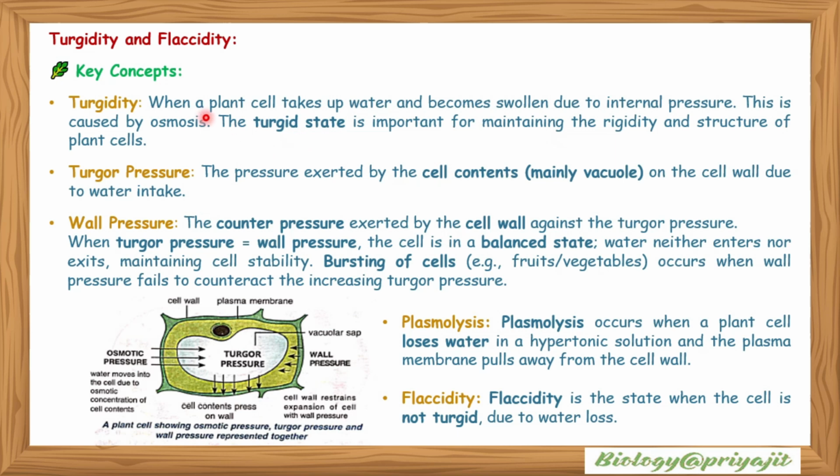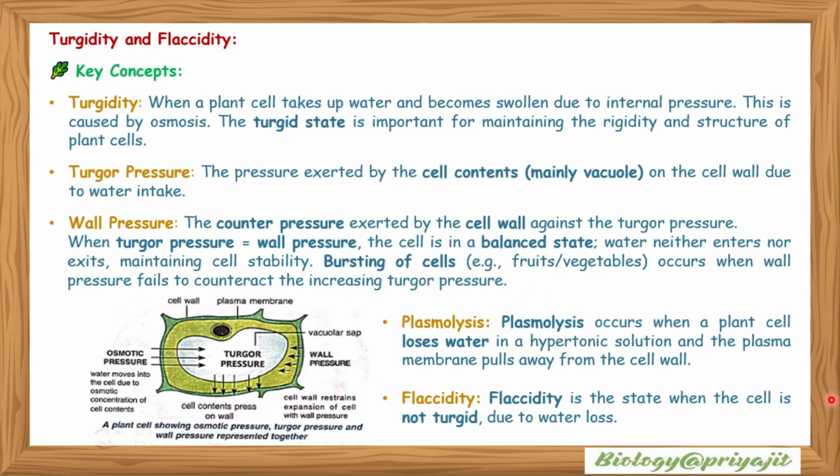Turgidity and flaccidity. Turgidity is when a plant cell takes up water and becomes swollen due to internal pressure. This is caused by osmosis. The turgid state is important for maintaining the rigidity and structure of the plant cell. Turgor pressure is the pressure exerted by the cell contents, mainly the vacuole, on the cell wall due to water intake. Wall pressure is the counter pressure exerted by the cell wall against the turgor pressure. When the turgor pressure is equal to wall pressure, the cell is in a balanced state. Water neither enters nor exits, maintaining cell stability. Bursting of cells, for example in fruits or vegetables, occurs when wall pressure fails to counteract the increasing turgor pressure.